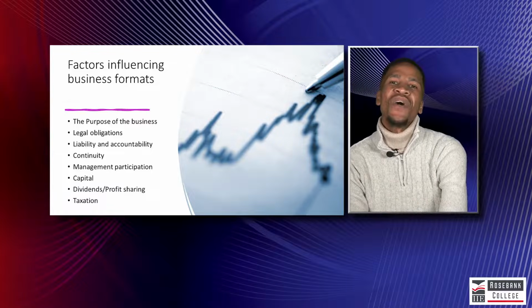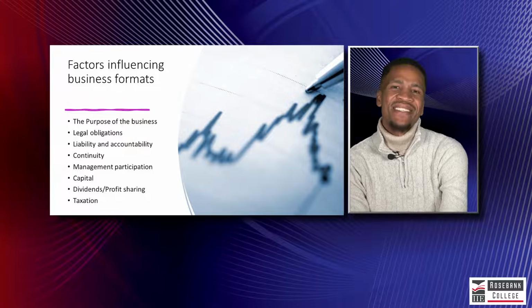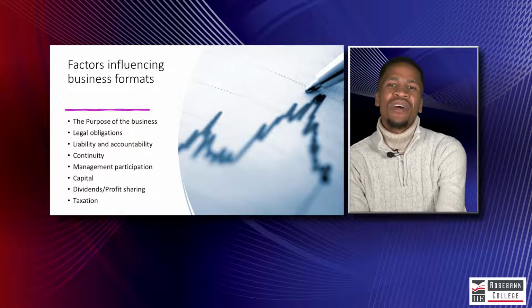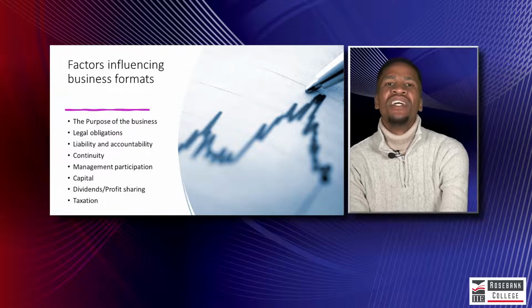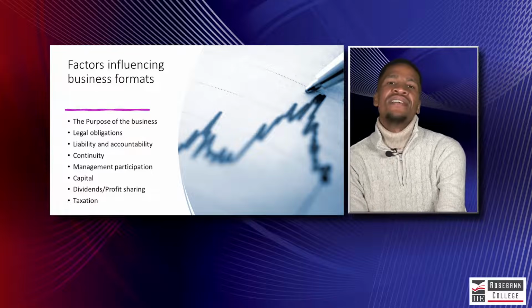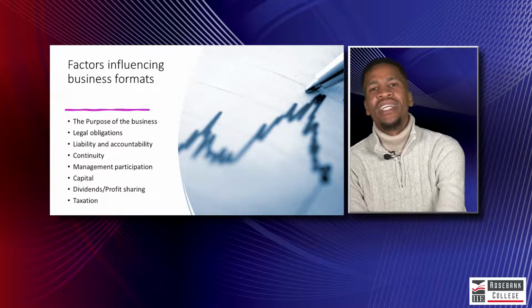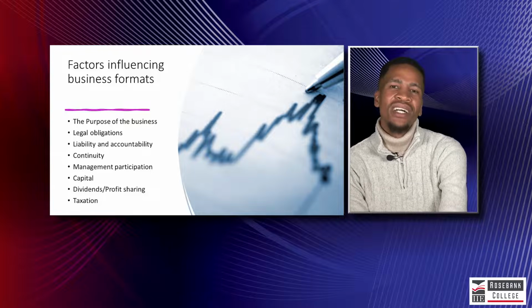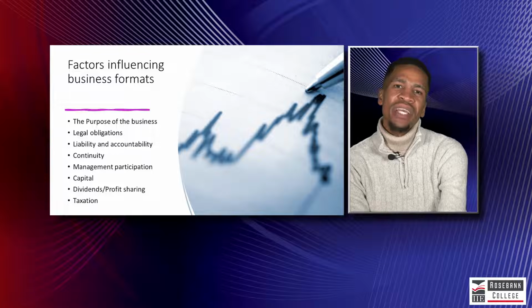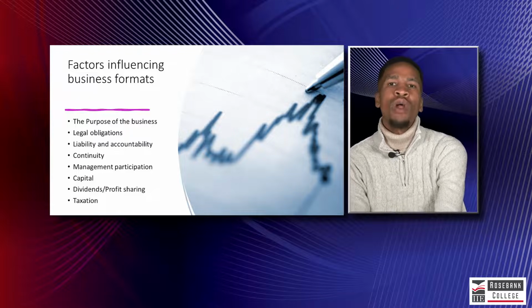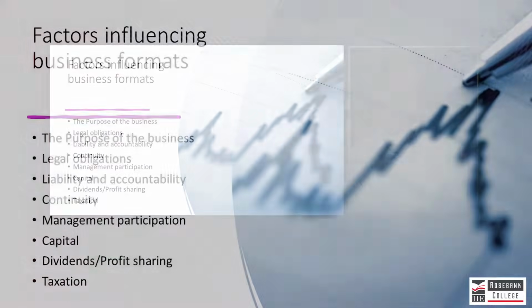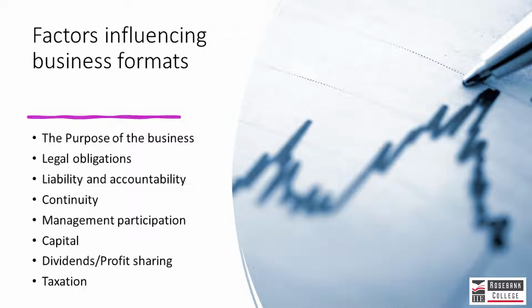Each form of business ownership has its own advantages and disadvantages. When choosing the right structure for your business, it's crucial to consider factors such as the purpose of the business, legal obligations, liability and accountability, continuity, management participation, capital, dividends or profit sharing, and taxation. Liability and accountability. If minimizing personal liability is a priority, a company may be more suitable as they offer limited liability protection to their owners or shareholders.